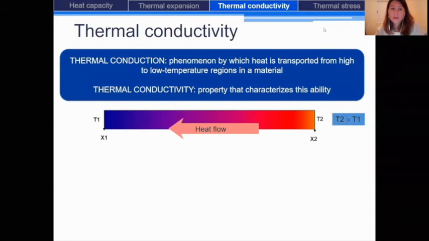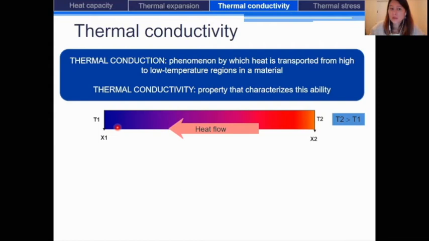So now let's talk about the thermal conductivity, which is the phenomenon by which heat is transported from high to low temperature regions in a material. So let's represent here a bar of a material. We have one side of this material which is at a high temperature, T2, and the other side which is at a temperature T1. And so thermal conduction will be the transfer of heat from this region of T2 to this lower temperature region T1, so there is heat flow.